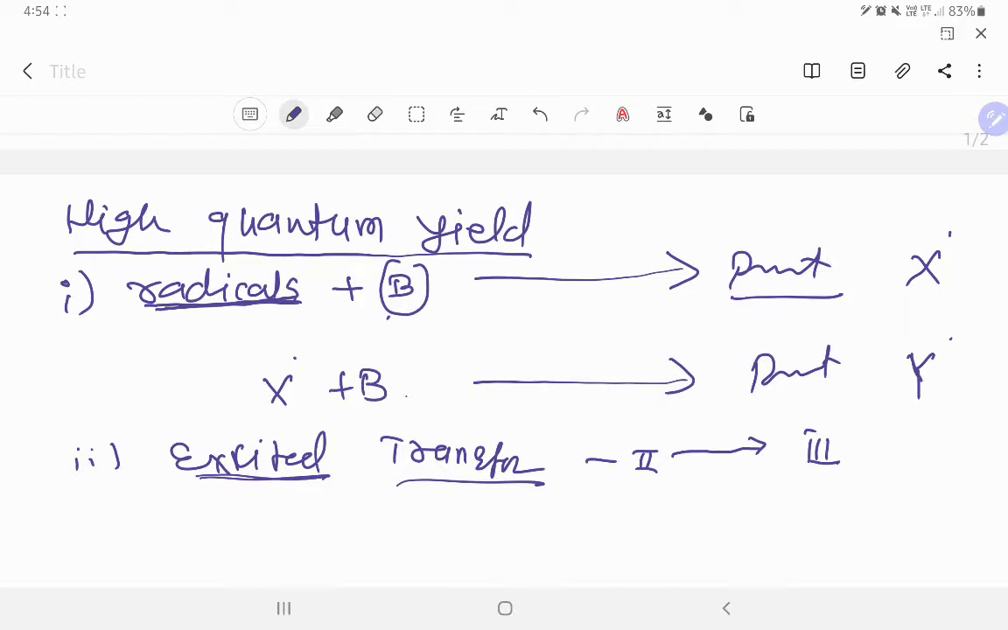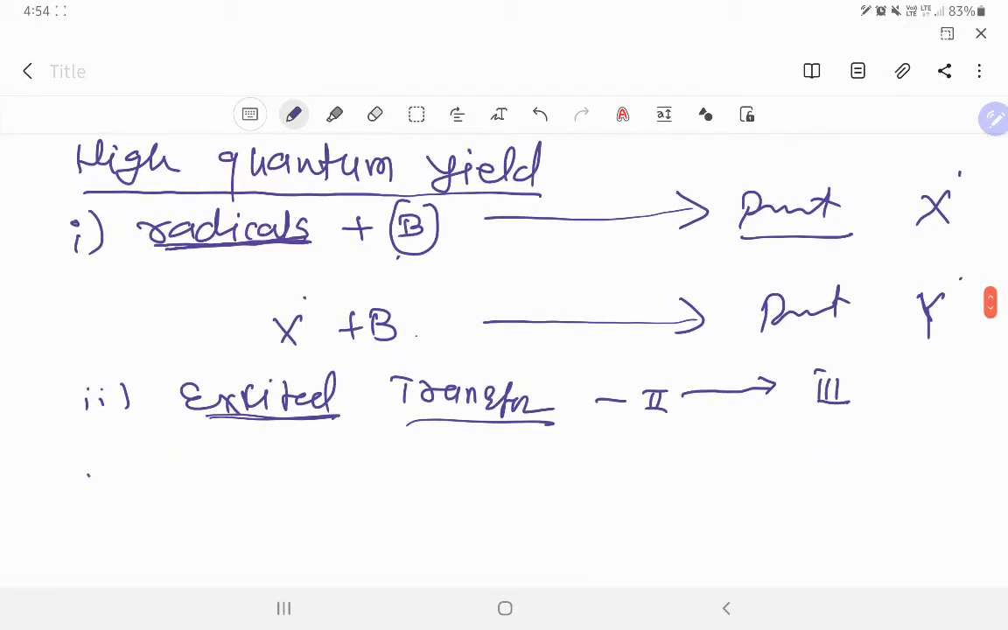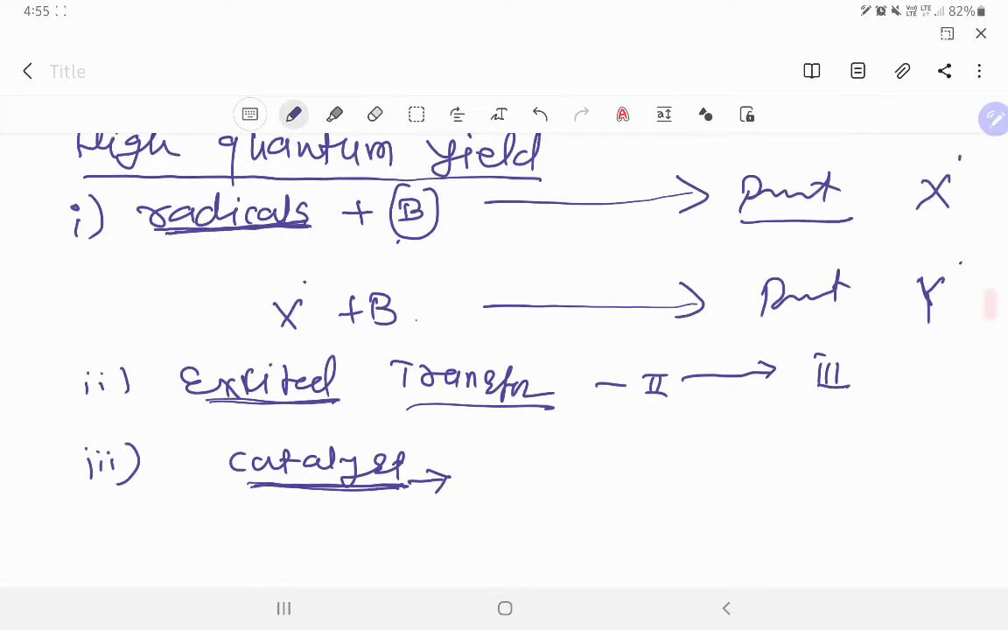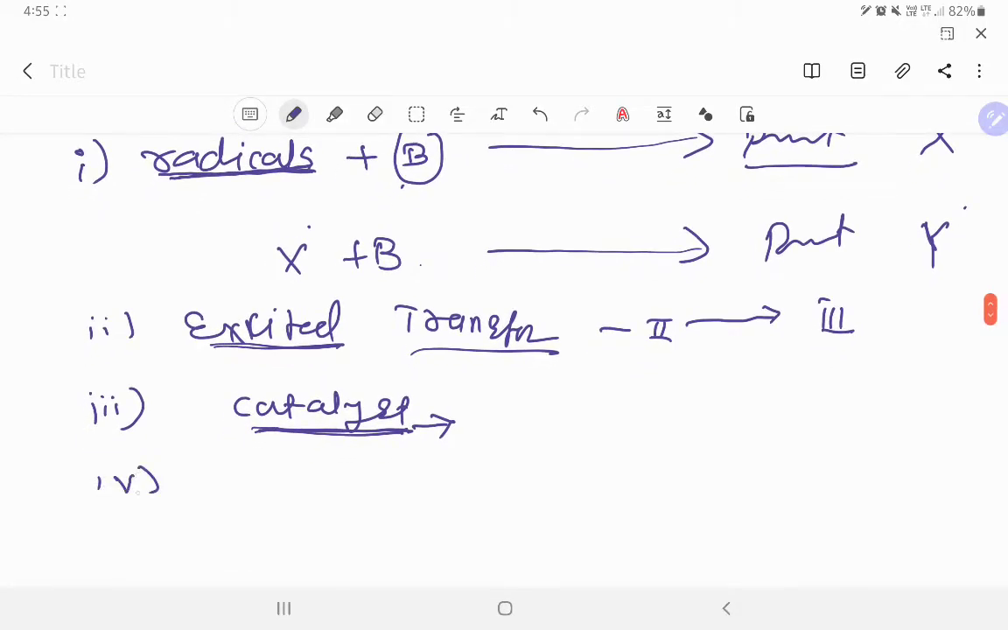molecules are reacting. Now, in some cases, quantum yield will be high if in the secondary process there is a formation of reactive intermediates, or if there is a formation of some substances which act as a catalyst. In the secondary process, the product formed may act as a catalyst, and it will increase the rate, and it will increase the quantum yield. Or another reason: if the secondary process is exothermic, heat is evolved, and this heat evolved may activate another molecule, due to which high quantum yield will be observed.